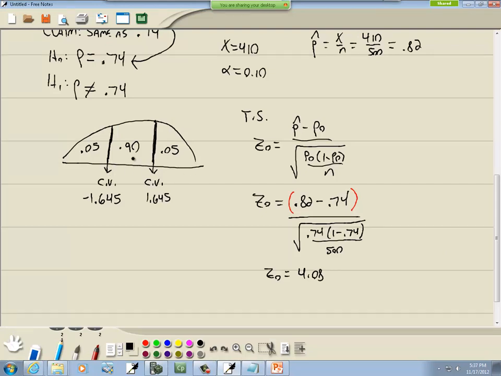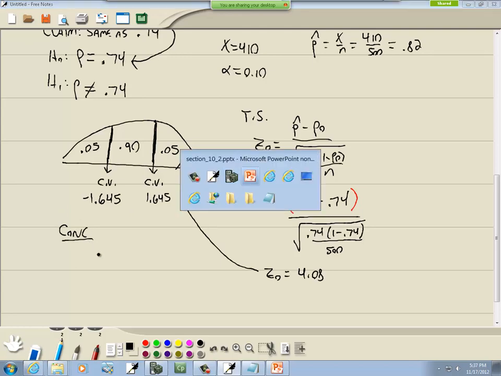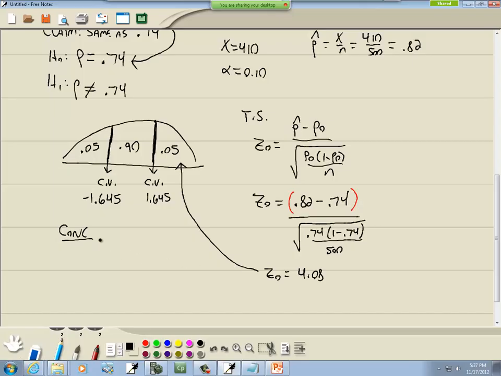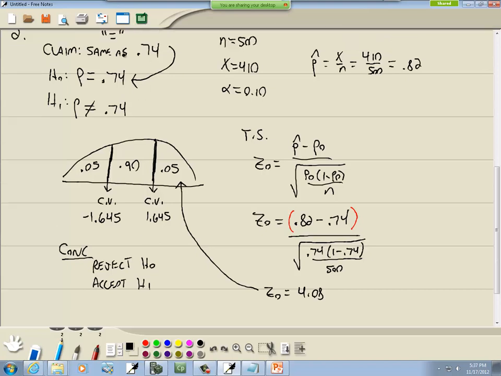Okay, here's the number line. Here's negative 1.645. Here's positive 1.645. 4.08 would fall over here. So for a conclusion, if the test statistic falls in a tail, and it falls in the right tail, we reject H naught. So we'll reject H naught, which means we'll accept H1. They're opposites of each other. Now our claim matches H naught, so whatever we say about H naught is what we say about our claim. We rejected H naught, so we'll reject our claim.